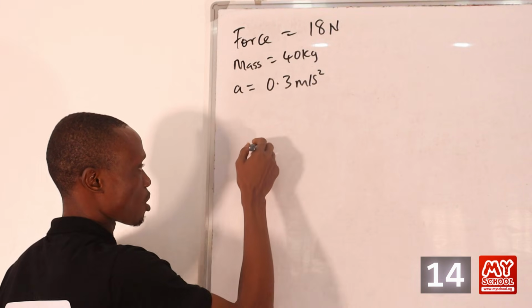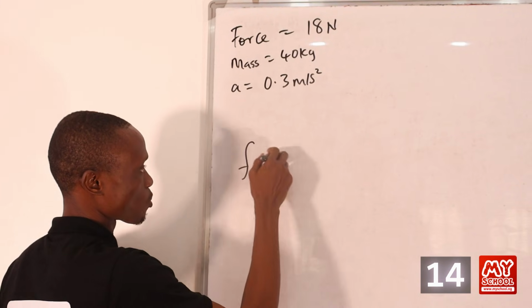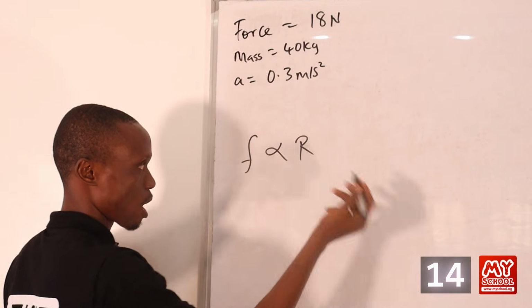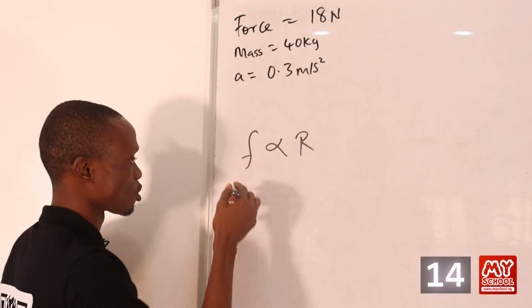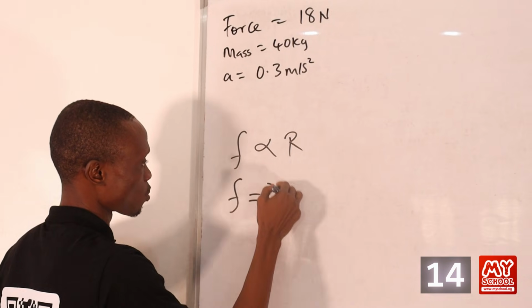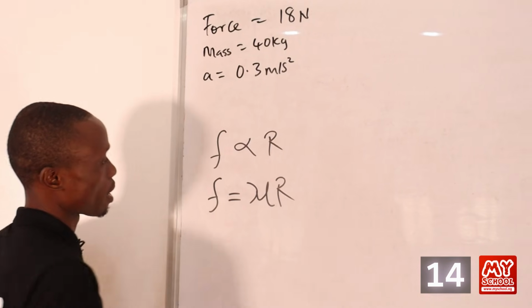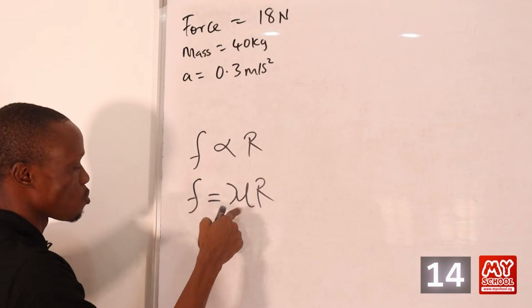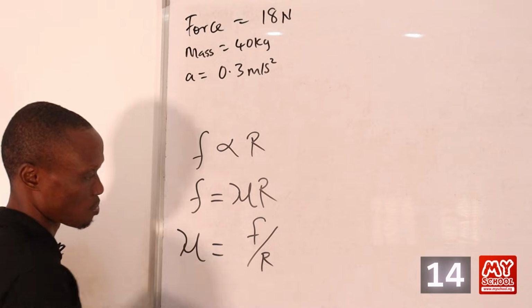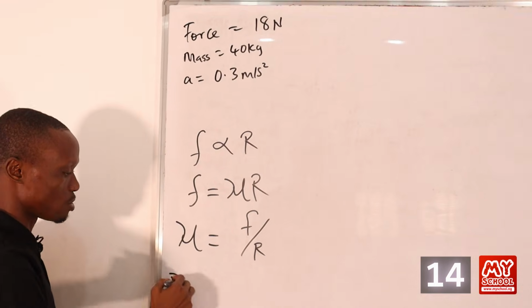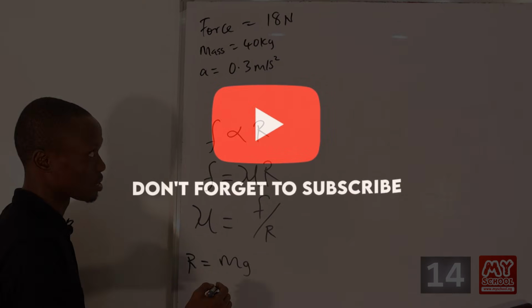But remember that frictional force F is directly proportional to normal reaction R, right? So we need to introduce a constant, and that constant is the coefficient of friction. So that F equals mu R. So we are looking for mu. So here we have coefficient of friction equals F divided by R. But remember, R equals mg.